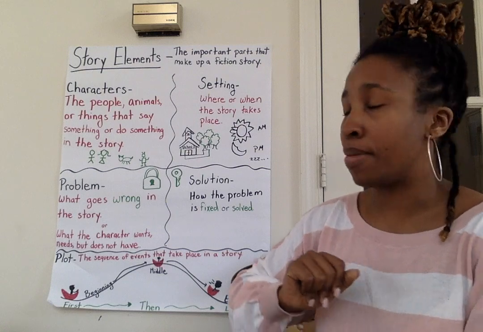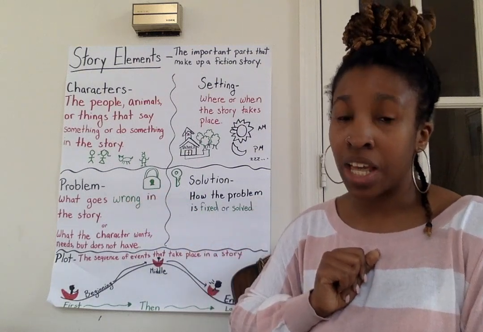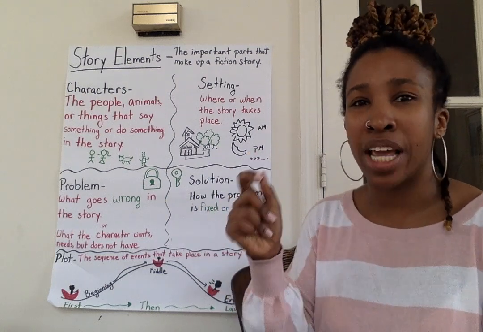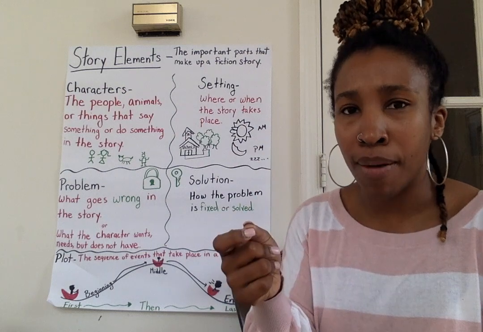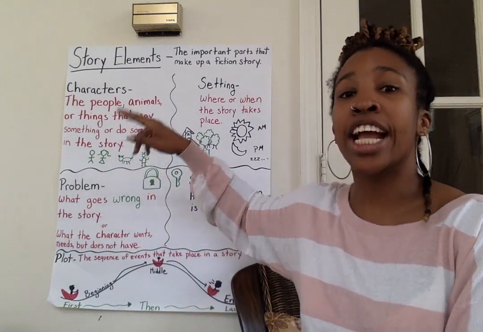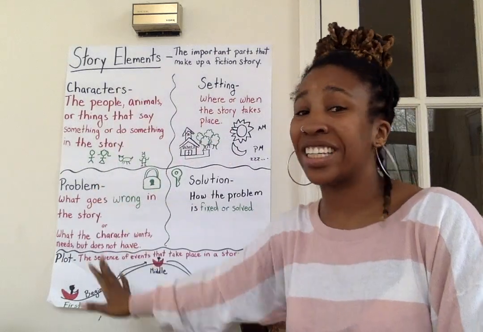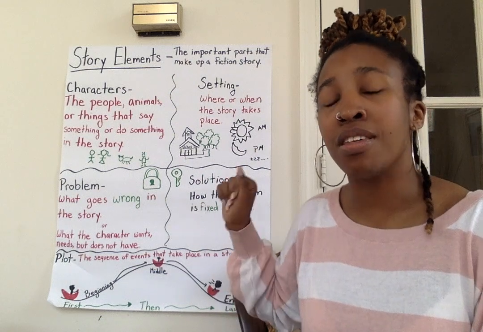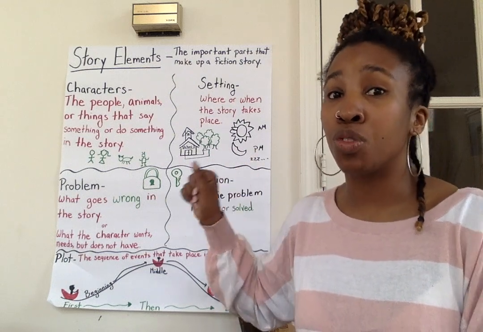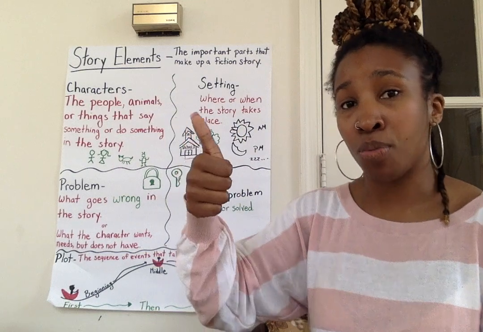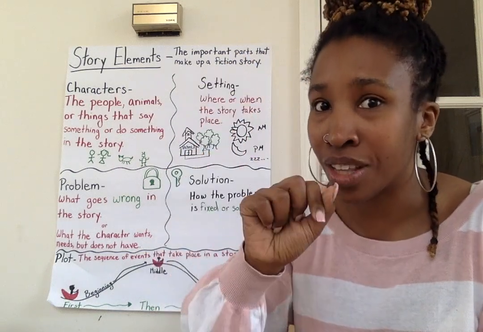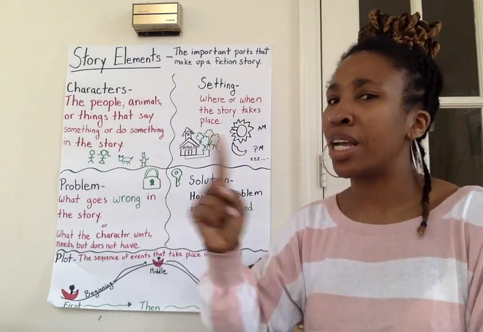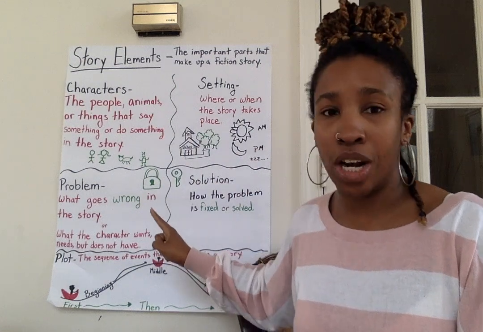The next story element is the problem. Now the problem is very important because all stories have problems, and you have to be able to identify that because the problem is going to affect your characters, it's going to affect your setting, it's going to affect every story element. It's going to affect your entire retelling. And sometimes there is more than one problem. So you as a reader have to be able to identify all the problems and, get ready for this, you have to figure out what is the main problem. What is the big problem that's messing all of this up?